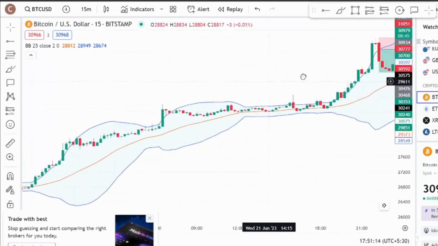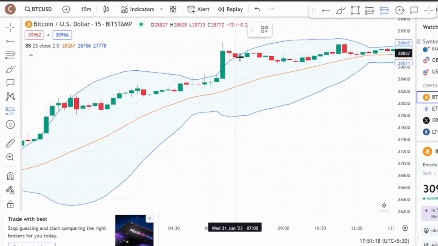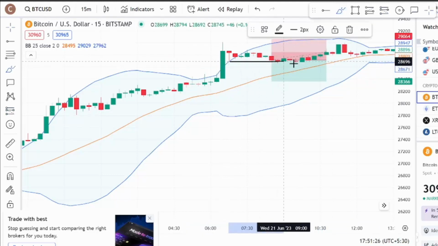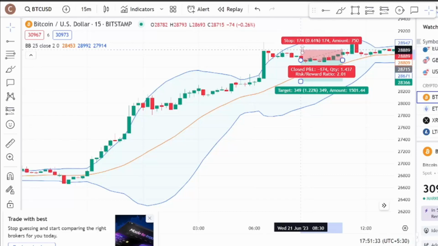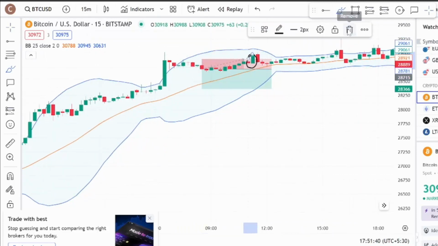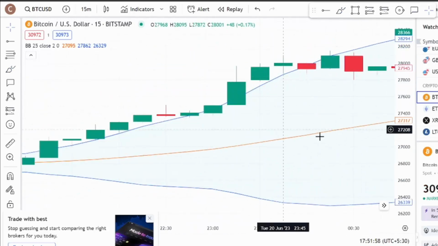Let's search for more trades. Here we found another candle above the Bollinger Bands, and its low will be our entry point and high will be our stop loss. So it takes our stop loss. Anyways, stop losses are part of the game. Now we have 3 win trades and 1 loss. So let's search for more.